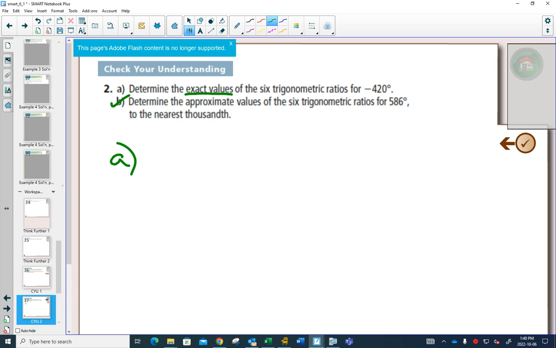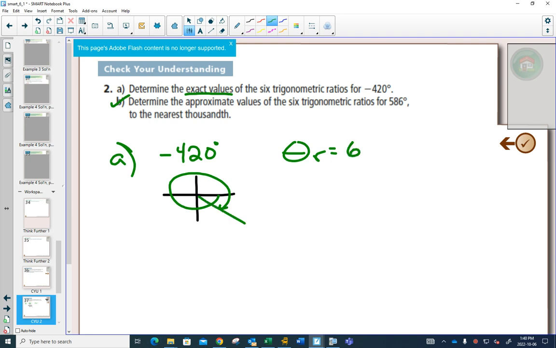First of all, can you tell me what family negative 420 degrees is in? What's our reference angle? Can you visualize negative 420? Negative 420 would be in standard position, starting in this spot, going around in this direction, that would be 360. Another 60 more would give us a reference angle of 60 degrees. And can you see that it ends in quadrant 4?